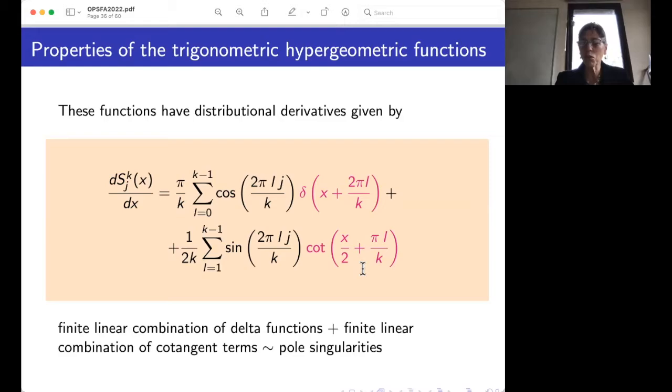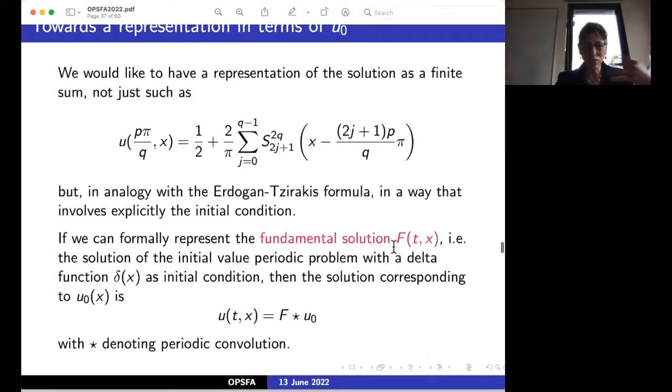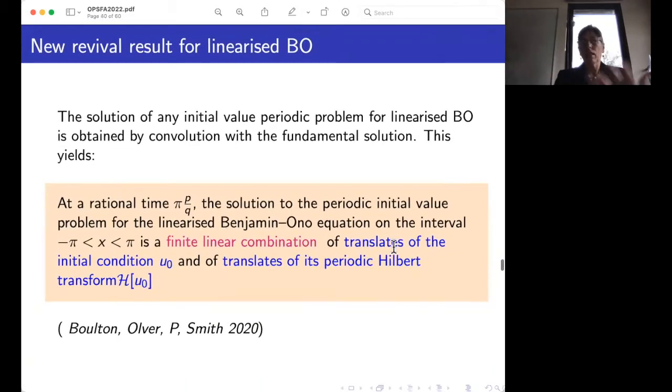And when I take a convolution with these, this will give me U0 at these points, and this will give me the periodic Hilbert transform of U0 at these points, translated. So if you put all this together, what we get is a result for the revival property for this linearized Benjamin-Ono: at rational times, the solution to any periodic initial value problem is a finite linear combination of translates of the initial condition and of translates of its periodic Hilbert transform. That's quite nice, because it's just as simple as could be. It's the best that we could hope. We really didn't have any idea that this would be where we would end up, but that's what it is.